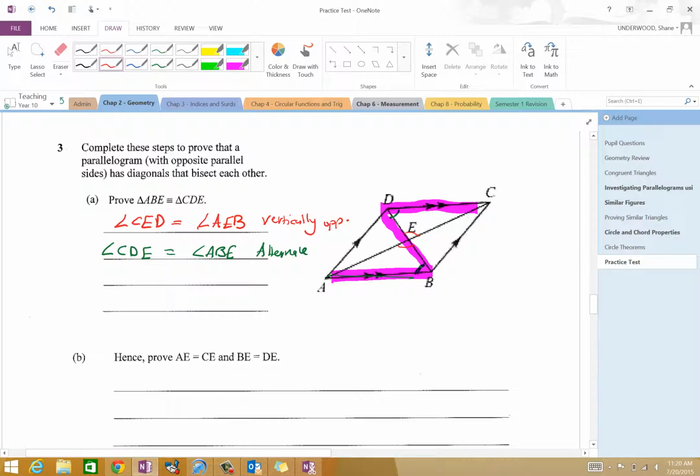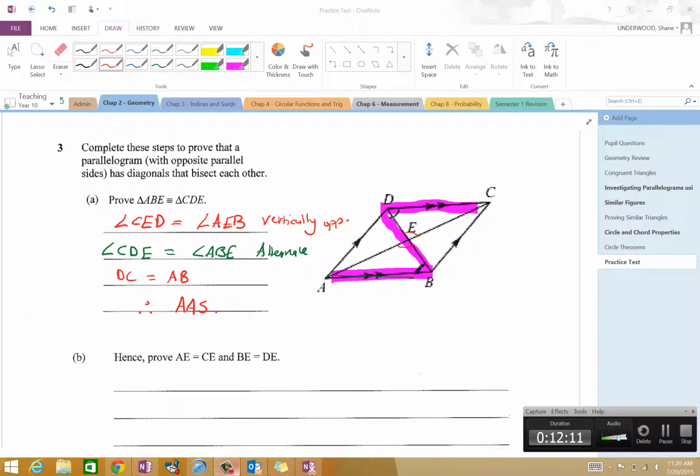Now what about DC? What's the length of DC? DC is equal to AB. Now, what have I just proven? I've proven two angles and a side. So therefore, we can say that angle, side, angle, we've now proven it. You could also do the Z backwards, do you understand what I'm saying? Yeah, of course you can.